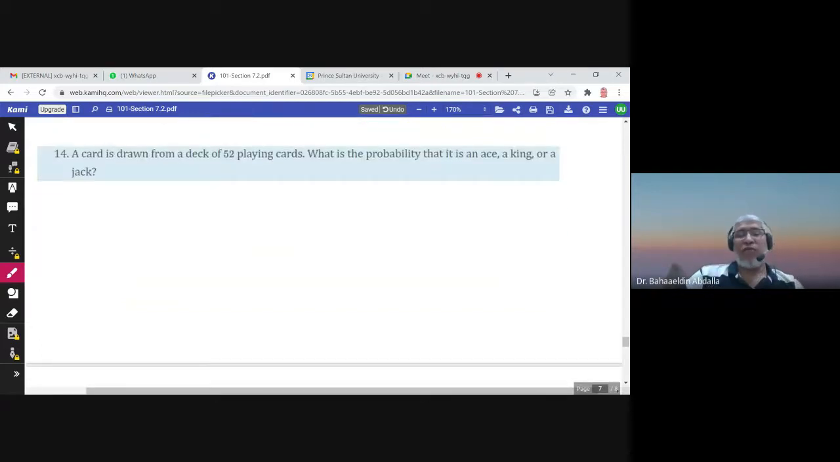A card is drawn from a deck of 52 playing cards. What is the probability that it is an ace, a king, or a jack? So ace union king union jack. You know, there is no intersection between ace, king, and jack. If it is an ace, it cannot be a king or a jack. So here the probability would be probability of A, because these three are mutually exclusive, plus probability of K, plus probability of J.